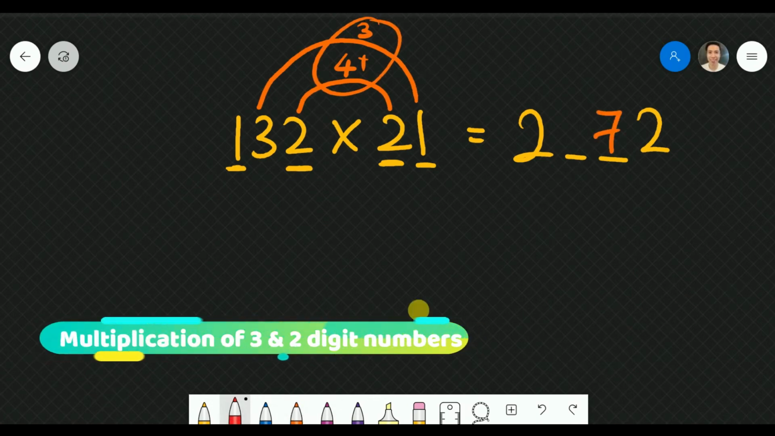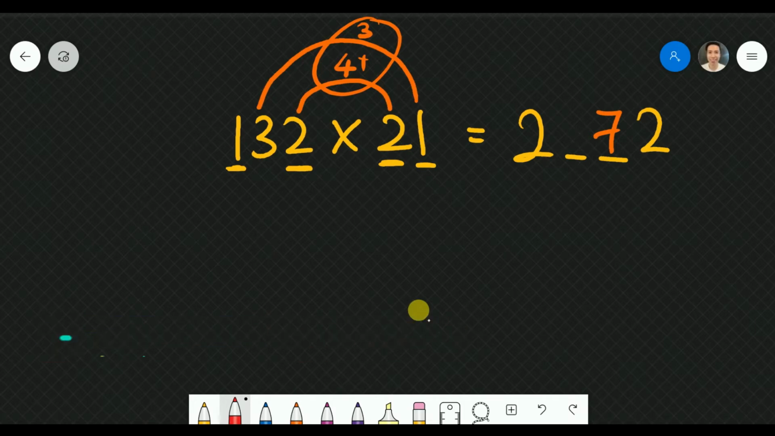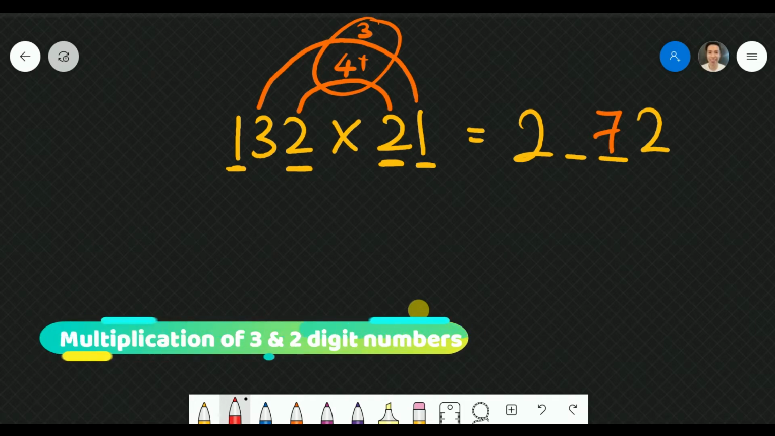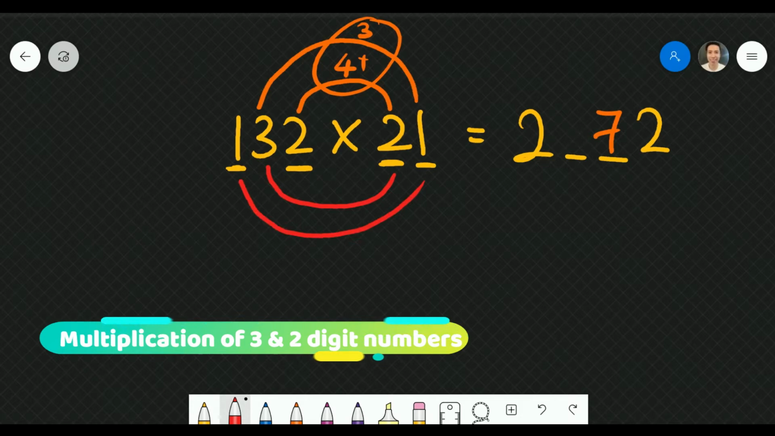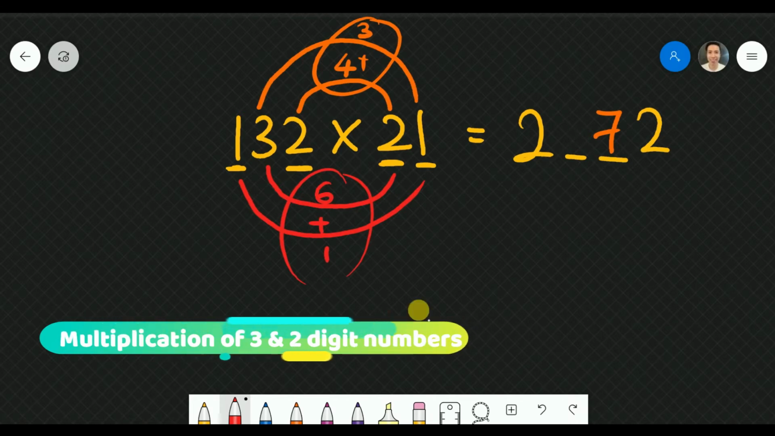Then at the down part here, we need to draw another curve. Just now we started from 2, now we start from 2 again, but now we need to move to 3, and then this 1, you need to move to 1. So 2 times 3 gives you 6, 1 times 1 gives you 1. Then just add these two together, which gives you 7. So your answer will be 2772. Alright? So far so good, yeah?